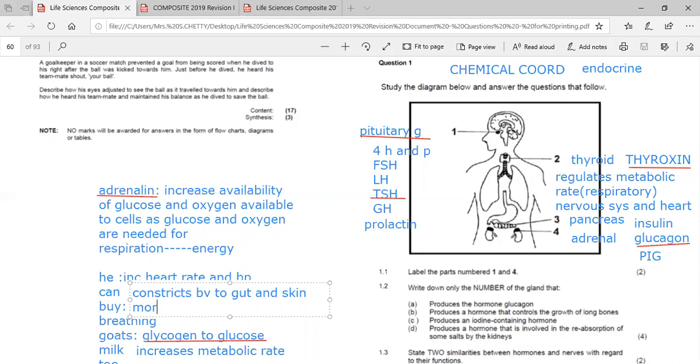So more blood is shunted. They use the word shunted, hey? More blood is shunted to the muscles, because those are the organs of activity here, and your brain especially, okay? Muscles and the brain.